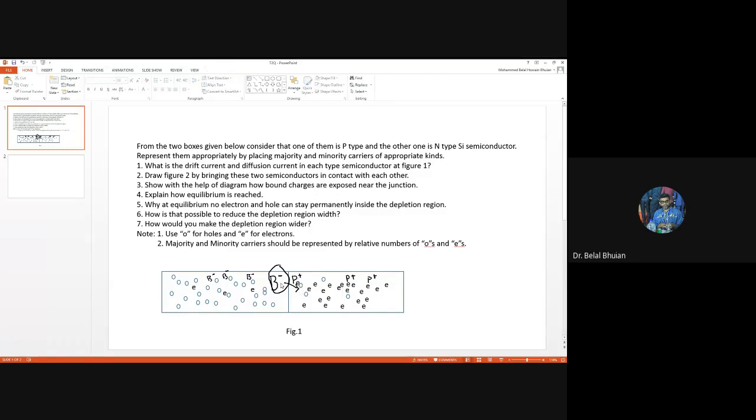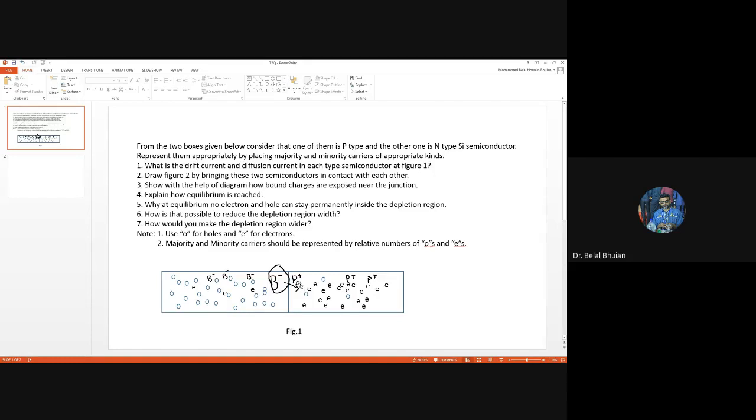So what happened? Since the hole moved from the p side to the n side due to diffusion, because it wants to go from a high concentration area to a low concentration area, it moved away from the negatively charged boron site. That means this hole is no longer available for the boron ion to neutralize, so we have a negative charge exposed on the p side.